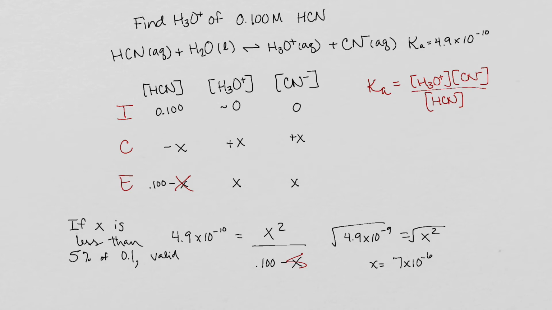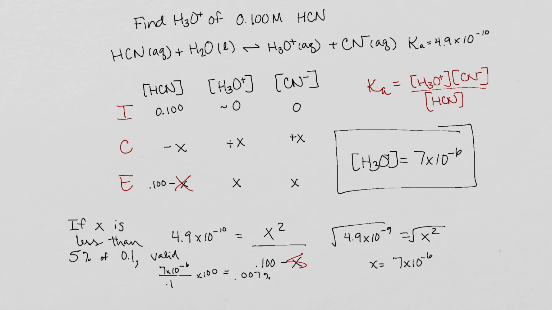So how do I know that? Well, let me figure this out. I take my 7 times 10 to the minus 6, divide by that 0.1, multiply by 100, and that is equal to 0.007%. So that's real small. And so our concentration of H3O plus is 7 times 10 to the minus 6th. pH wasn't actually asked for. We only wanted the hydronium ion concentration, and we have solved it.